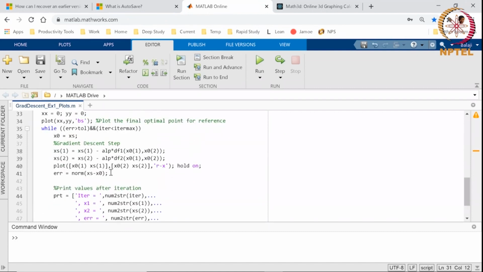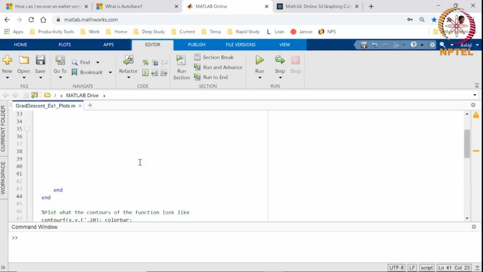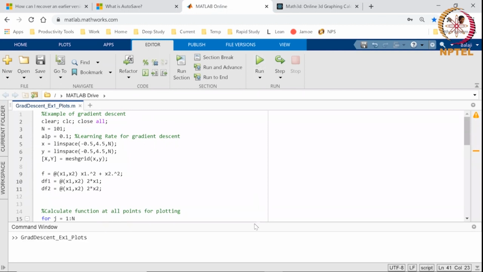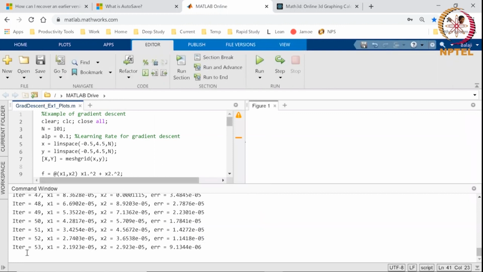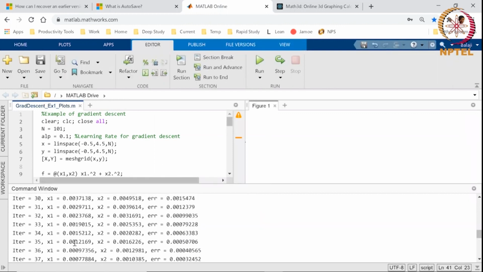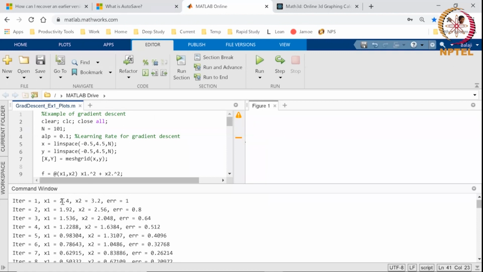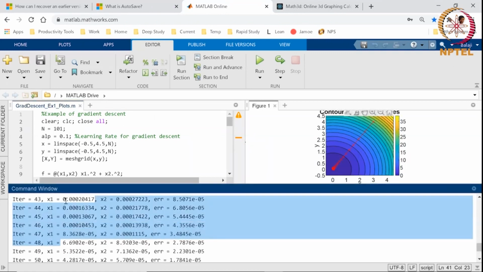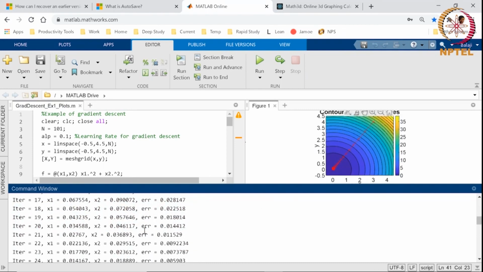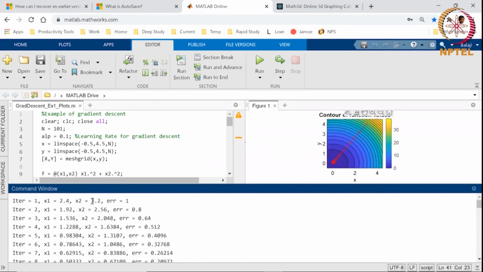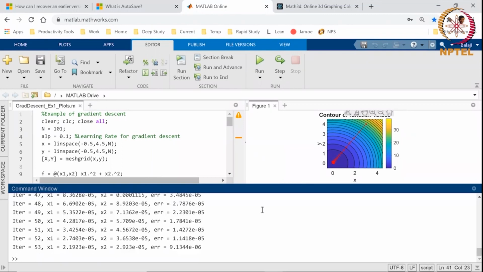The convergence criterion is the current step minus the previous step, the difference in the parameters. That's how I am doing it. If I run it, you can see that it took 53 iterations. The first iteration was exactly the same as what we calculated by hand, 2.4, 3.2. So we started there. After 53 iterations, I have come to 10 to the power minus 5.